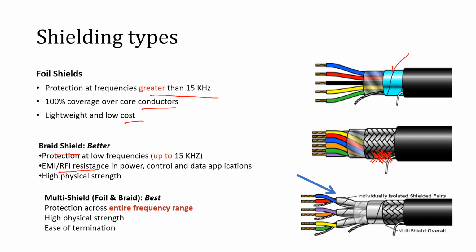The third one is the multi shield, where there are multiple levels of the shields we used earlier: a braid shield, and also a foil. We have combined foil as well as braid shield. Outside we have a braid shield, then a thin foil around the wires, and when we twist again, we have foils on them as well. So it is multi-level, but very costly, although it has other advantages like ease of termination, and the physical strength of the wires also increases.